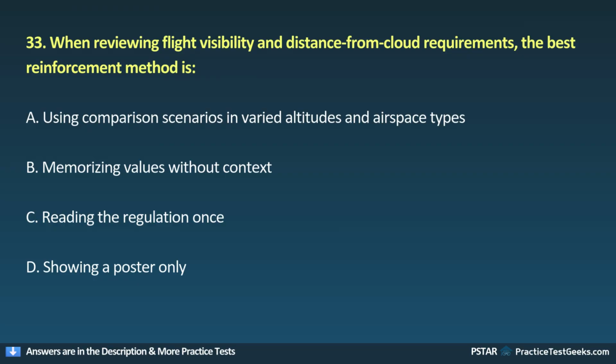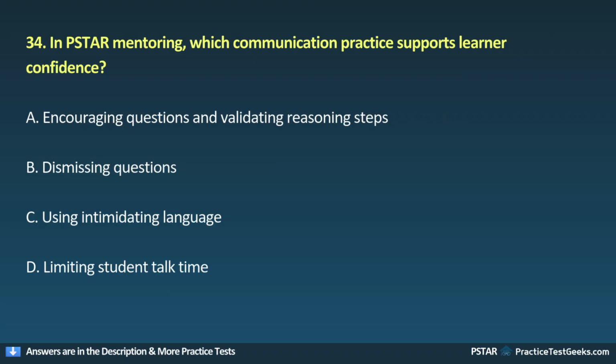33. When reviewing flight visibility and distance from cloud requirements, the best reinforcement method is: A. Using comparison scenarios in varied altitudes and airspace types. B. Memorizing values without context. C. Reading the regulation once. D. Showing a poster only.